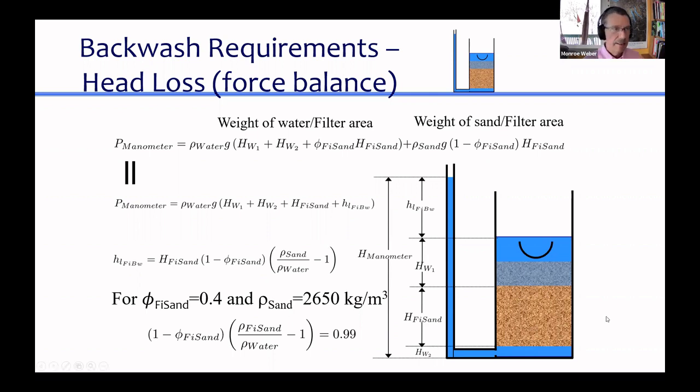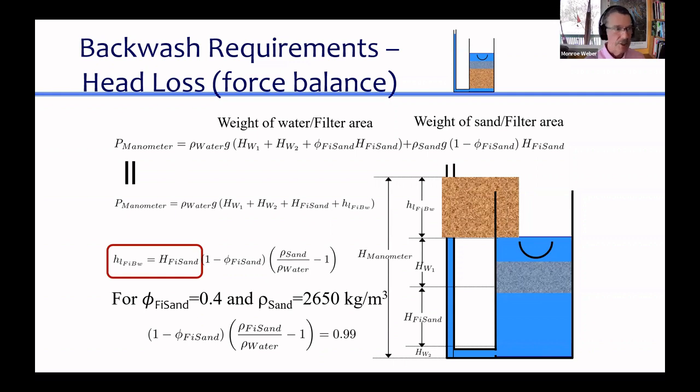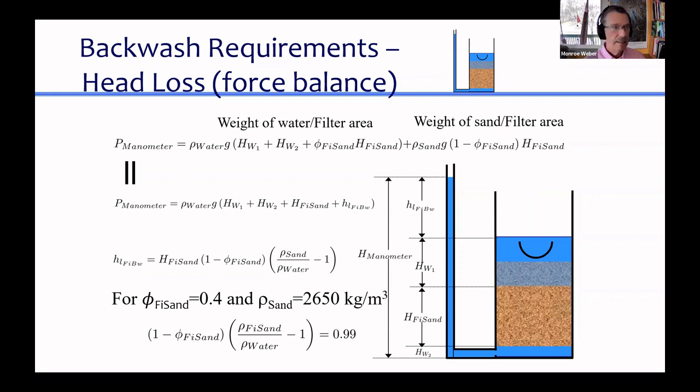Watch this little animation. The height of the original sand before you began to fluidize it is equal to the difference in the water level between what's in the manometer measuring the pressure at the bottom of the filter and the water at the top of the filter. I'm curious, does somebody want to ask a question? Because these are just crazy results. Don't be shy. Say, Monroe, this makes no sense at all.